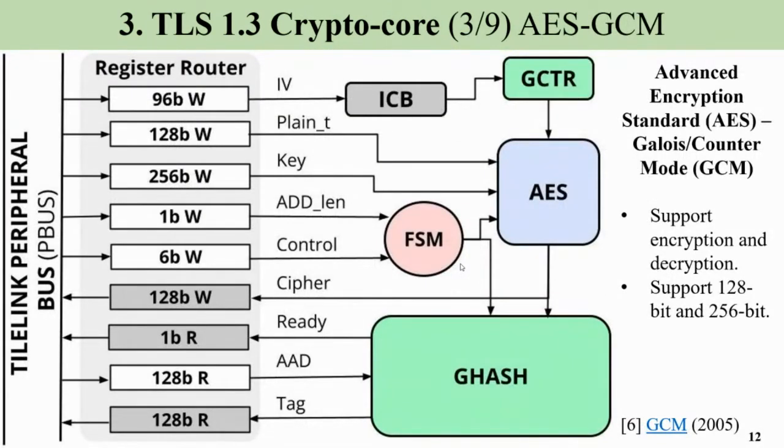Next one is the AES-GCM. GCM stands for Galois Counter Mode. This one is mandatory in TLS 1.3. This core supports encryption and decryption, and can have two modes of 128-bit or 256-bit.